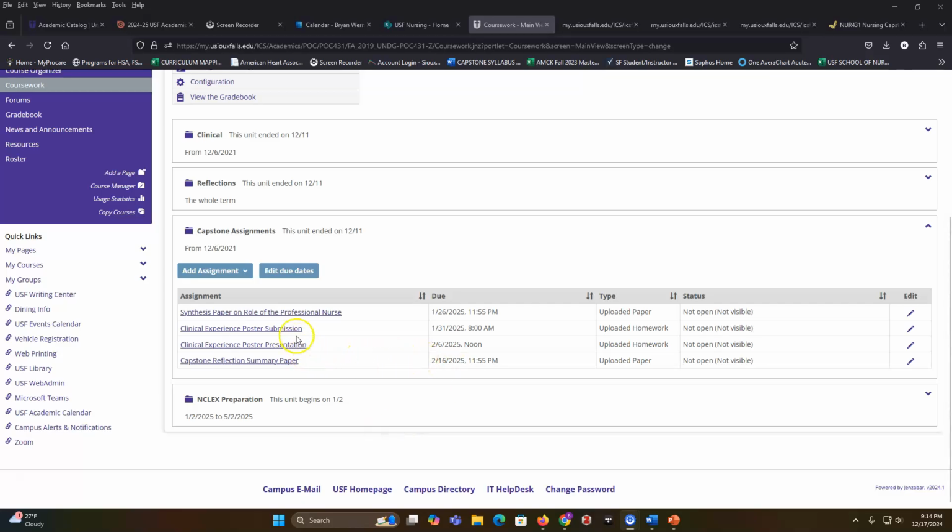Underneath the assignment, you're going to see a couple of different things. The first one will be a poster submission. This is where you're going to upload a PDF. I can't stress that enough. I need a PDF of your poster presentation.